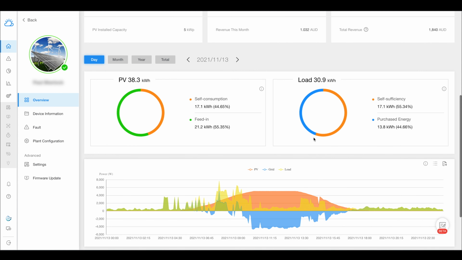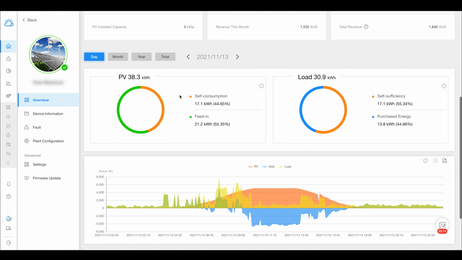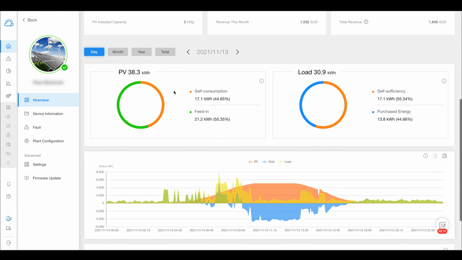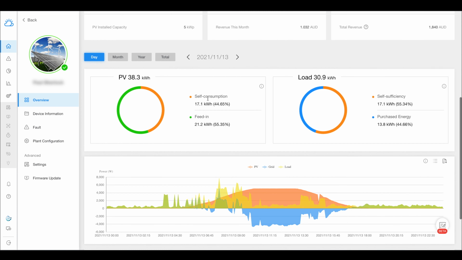Scrolling down to the graphs, we have a day, month, year, and a total breakdown. This is a PV comparison, so this is showing you what you've consumed from the solar and what you've exported. As we can see, on this particular day, the total production was 38.3 kilowatts. 17.1 of that 38.3 was used in the household, and then 21.2 kilowatts was fed out to the grid. As you can see, it compares it and puts percentages.